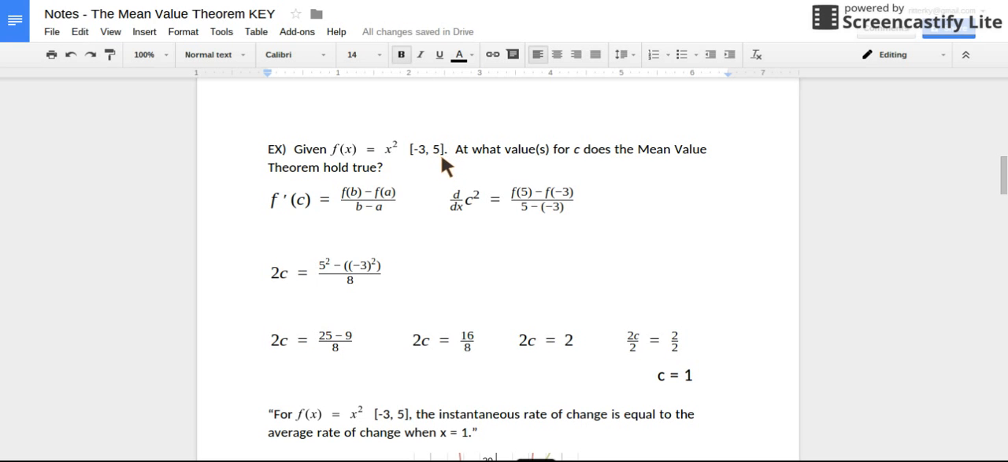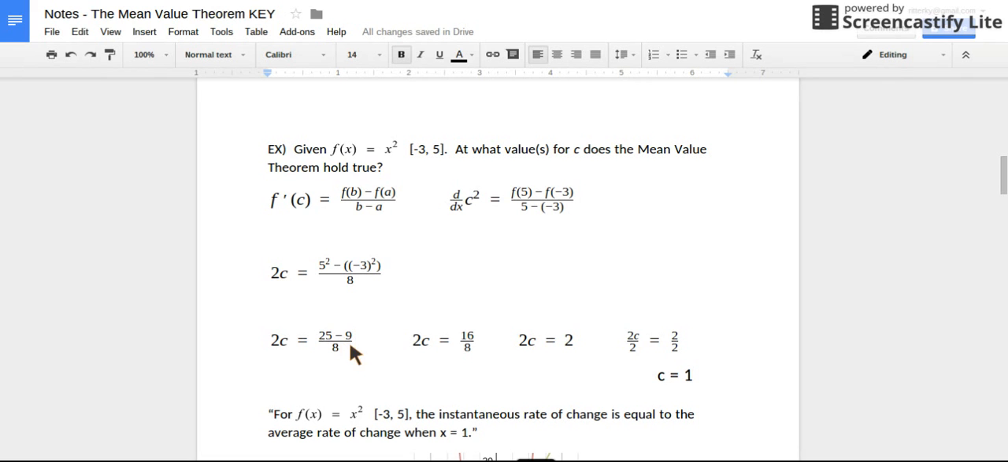And then I'm going to evaluate my function at 5. That's my b value, so f of b would represent 5 being plugged into our function. 5 squared is 25. So on top, f of b is 25, f of a is 9, so we've got 25 minus 9. On the bottom, we're just subtracting these endpoints. b was 5, a was -3, so 5 minus -3 will give us 8. So now we just have to solve this equation. This will give us the input where the derivative is equal to the average slope.